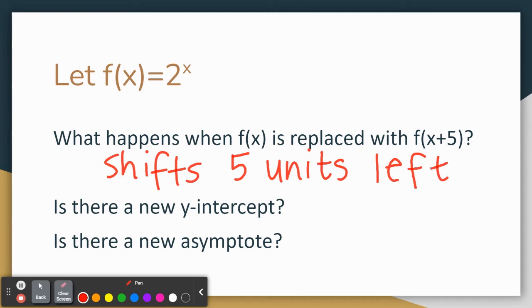Is there a new y-intercept? Yes, there is a new y-intercept. Our y-intercept is (0, 32). Right? Is there a new asymptote? Nope. It's the same, which is y is equal to 0. It's the same. It doesn't change.